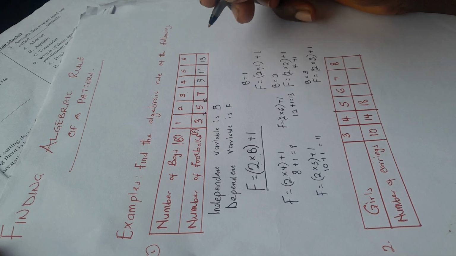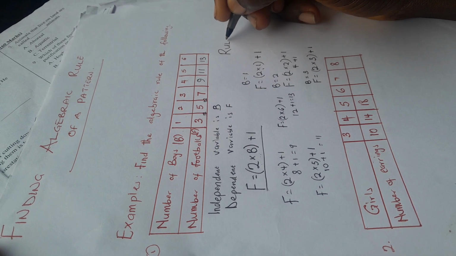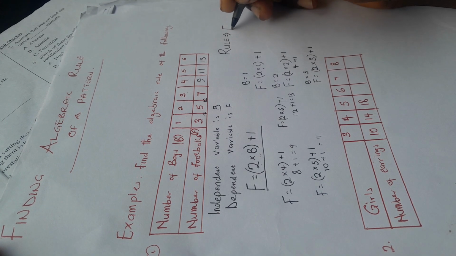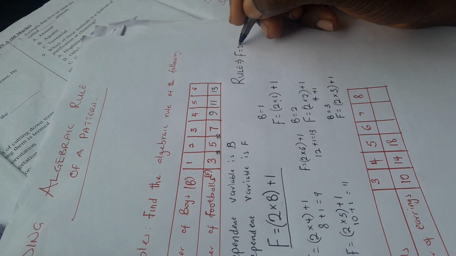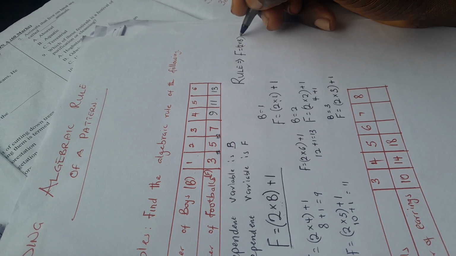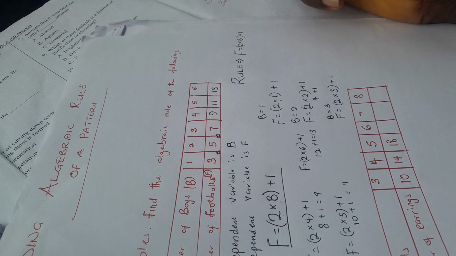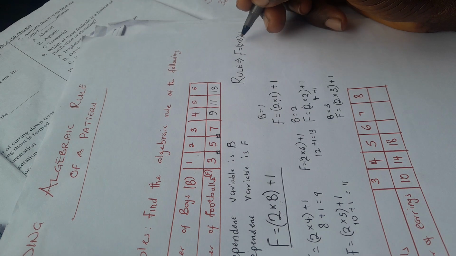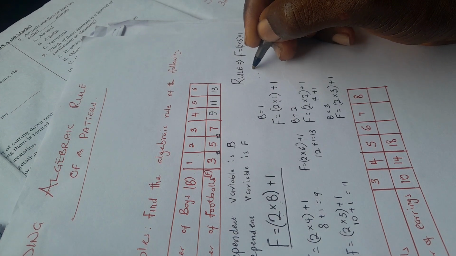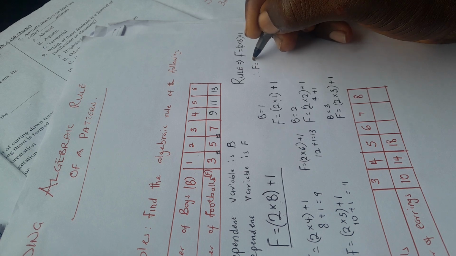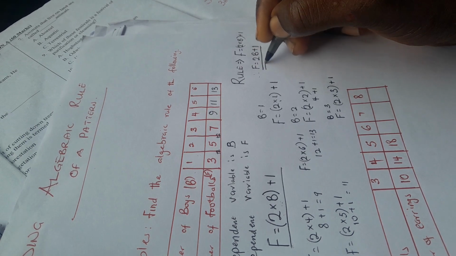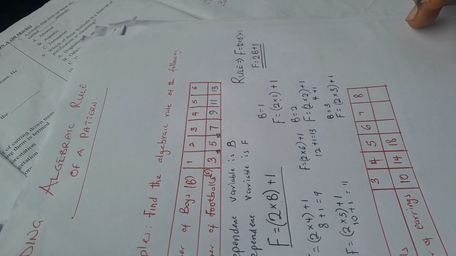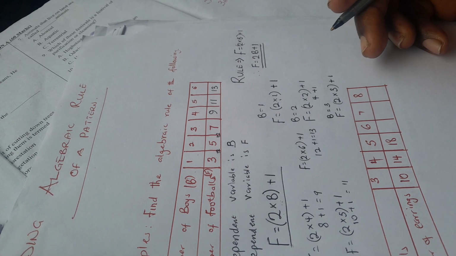So this implies that our algebraic rule is f equals 2 times b plus 1. And 2 times b is the same as 2b. Therefore, f equals 2b plus 1. This is the required algebraic rule that we are to find.